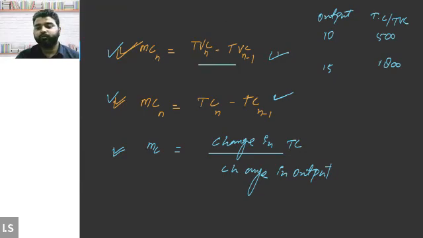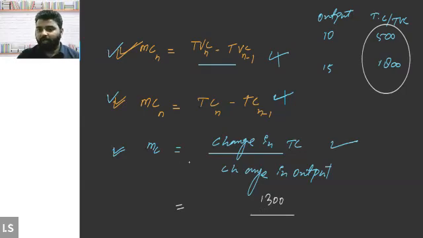You won't be able to use this formula, neither will you be able to use this formula. In that situation we will be using this. This formula requires you to find out the change in total cost. The change taking place here is from 500 to 1800. That means there's a change of 1300 rupees in the cost, and output is changing by 5. So now we can simply divide 1300 by 5, and we will be able to calculate the marginal cost.